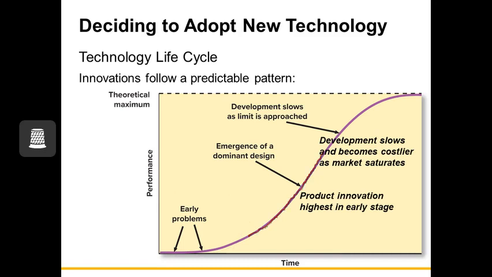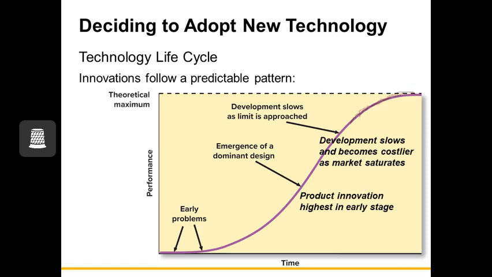Now, once a product has been around for a while, time continues to go on, but we start to see innovation wane a little bit. And that's because really, we've come close to our optimal design. It's become a lot more costly to innovate, and the market's a little bit saturated. So there's not really a whole lot of benefit to coming out with new products.